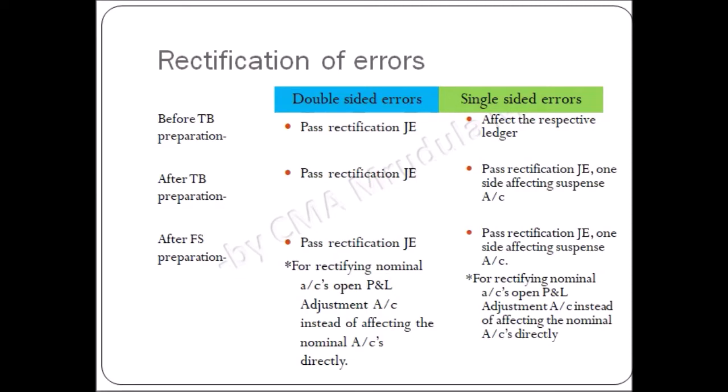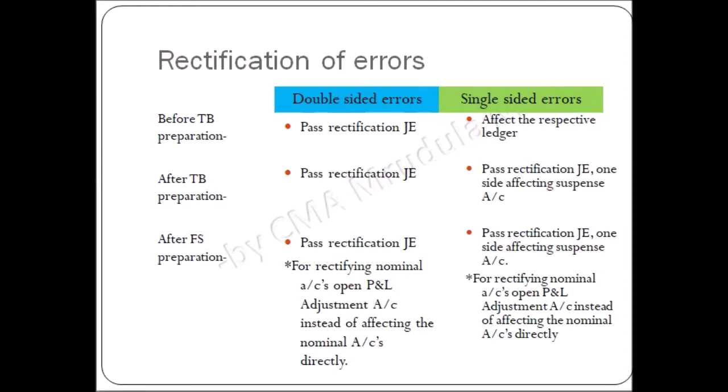If the error was identified after the preparation of the trial balance, you can also pass a rectification journal entry. It does not affect the financial statements much. If the error is identified post preparation of financial statements, a rectification journal entry can also be passed, but keep in mind that when nominal accounts are rectified at this point of time, open a profit and loss adjustment account instead of affecting the nominal account directly, because we know that by preparation of the profit and loss account, all the nominal accounts will be closed. Moving on to single-sided errors.